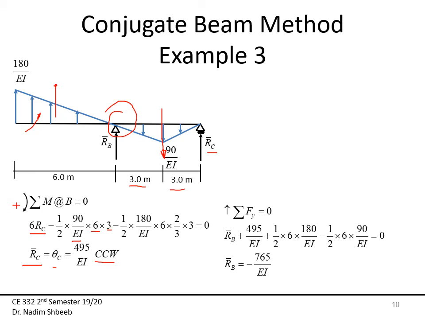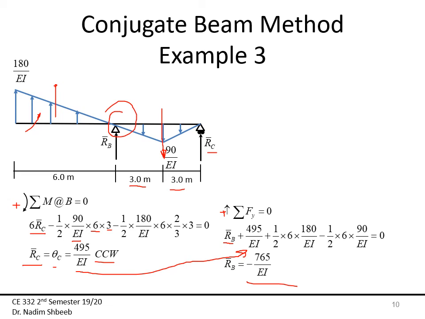Now, here I'm left with finding the reaction at B. I'm going to make summation of Fy equal to 0. Then RB is going to be equal to minus 165 over EI. Here I'm just using RB plus this reaction that I found right here, plus 1/2 times 6 times 180 minus 1/2 times 6 times 90. It's going to be equal to zero.